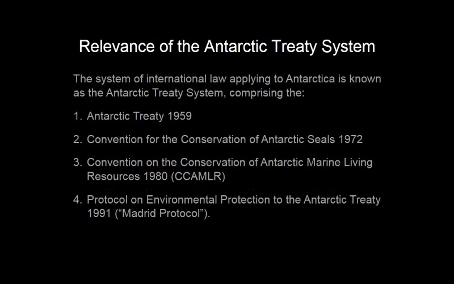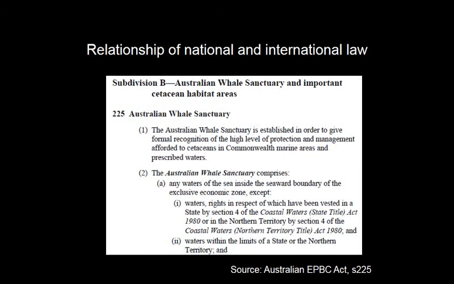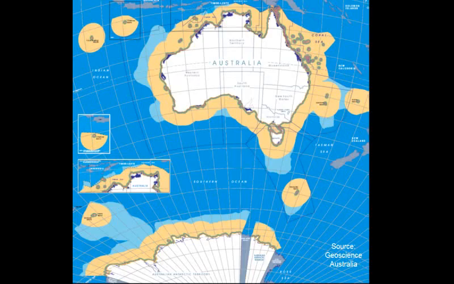So in Antarctica, as mentioned before about the Antarctic system, and I'm going to go on to this in the next lecture, the Antarctic Treaty system, agreed in 1959, and a series of conventions underneath it. Australia has passed laws under our national laws creating a whale sanctuary, making it unlawful to kill whales anywhere within our EEZ.